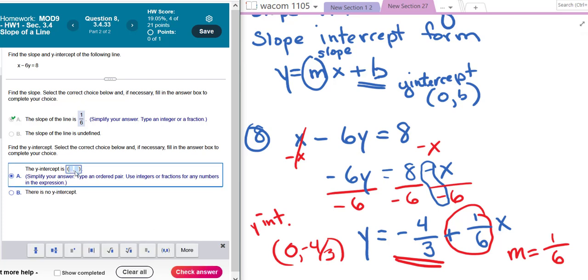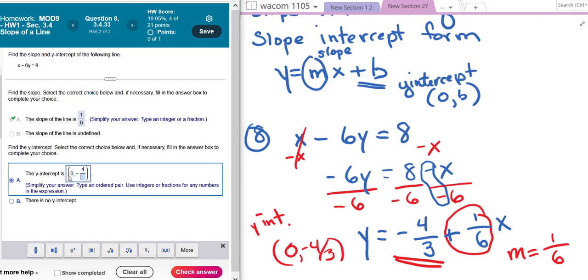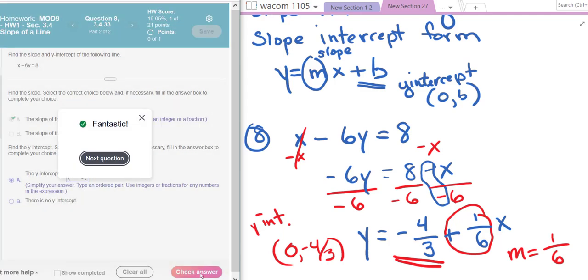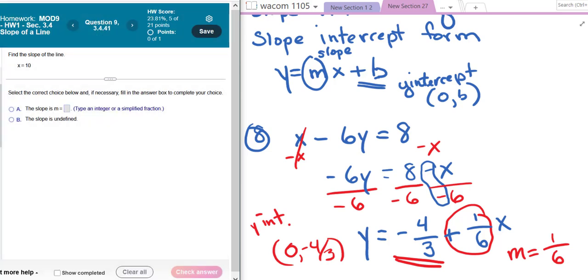This one gives an ordered pair. You just switch between your boxes. So I have 0, and then you want to click over here, negative 4/3. Good. So now we'll go to question 9.